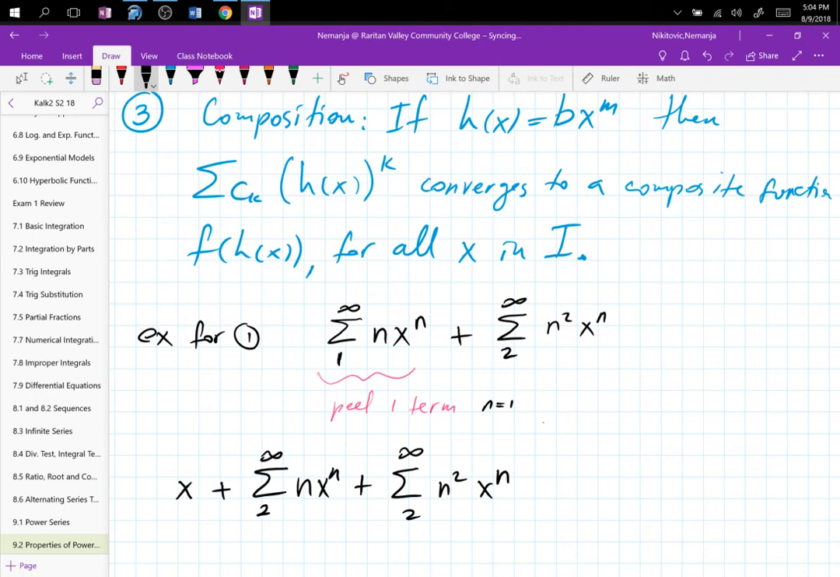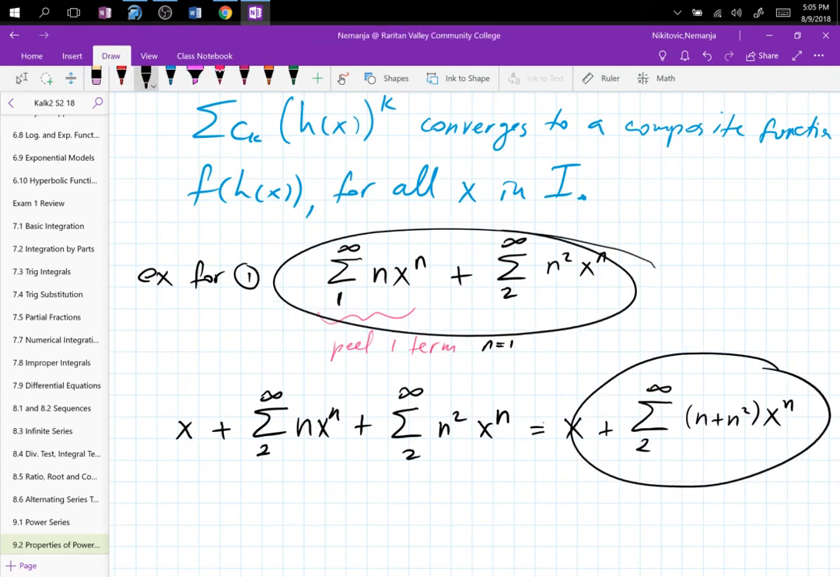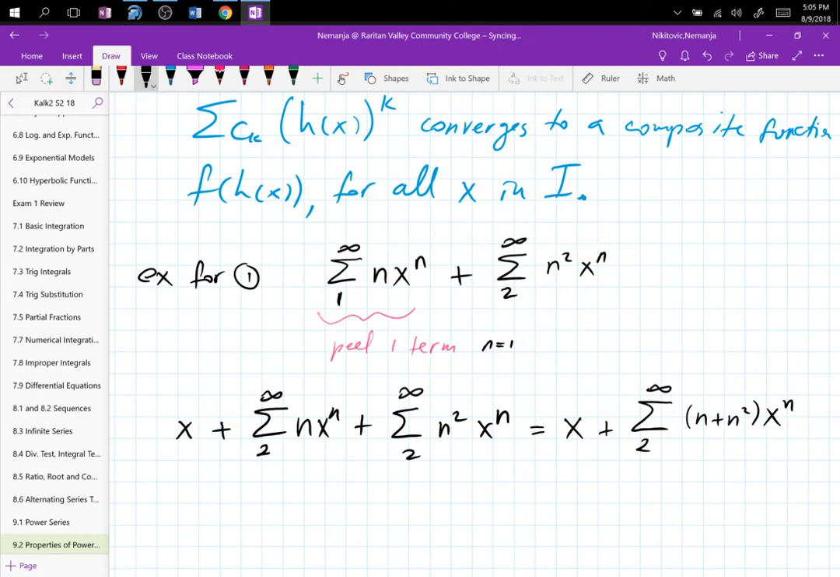Just like factorials when you peel off the last number, right? And then you're left with previous numbers. Over here, you peel the first one and you're left with all the others that come afterwards. So now when you do that peel, you have your x plus the big sum, 2 to infinity, and you will be factoring x to the n, so you get n plus n squared times x to the n. So we are able to combine these two into this one plus the term x. This stuff, you'll be sick of this in chapter 3 for differential equations.